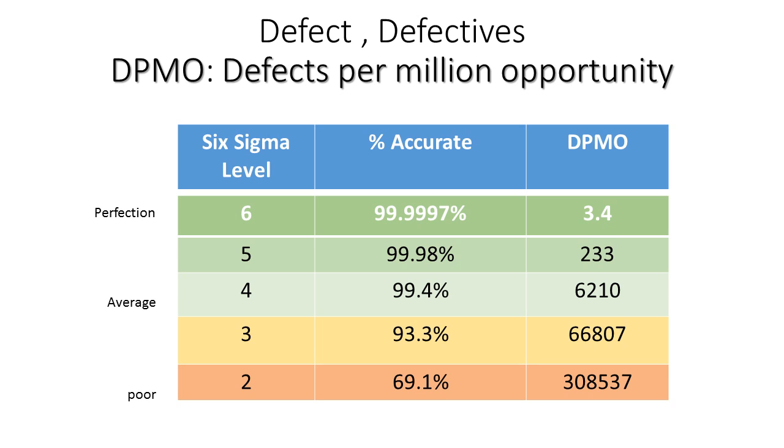This value allows you to determine how effective your process is. It also allows for a comparison between processes.